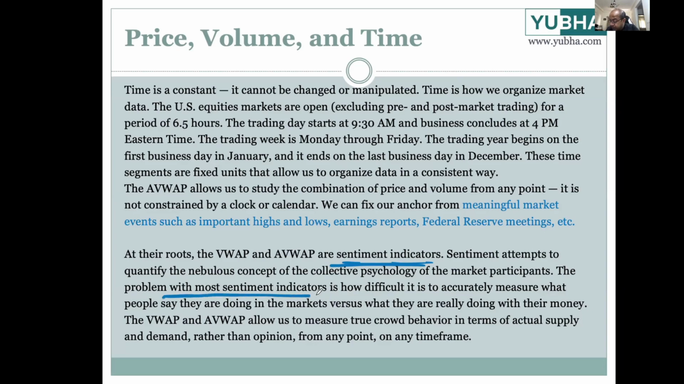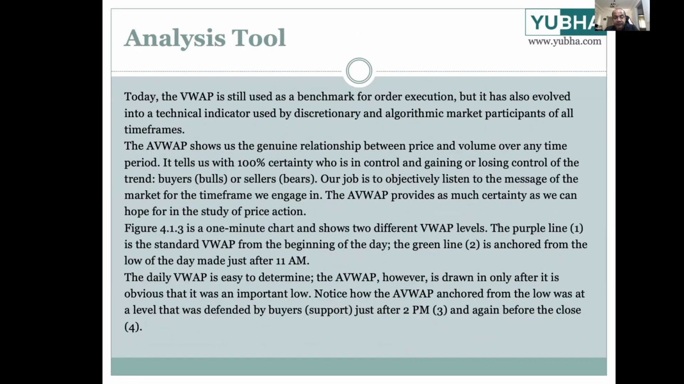The problem with most sentiment indicators is how difficult it is to accurately measure what people are doing versus where they're actually putting their money. But VWAP and anchored VWAP actually allow you to figure out the supply as well as demand from any particular time frame, because it combines both price and volume. It means that somebody is either willing to pay a high price or willing to pay a normal price, but willing to pick up a lot of volume at that particular price. So that's one of the things that one needs to take into account as they're looking at VWAP and anchored VWAP, that it also shows the sentiment in the market.